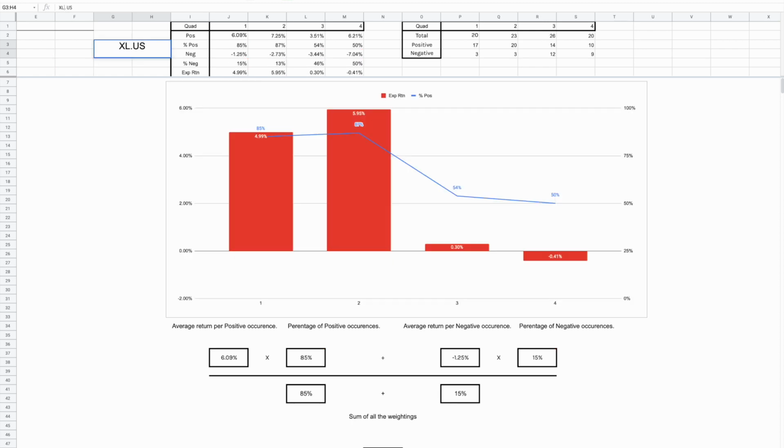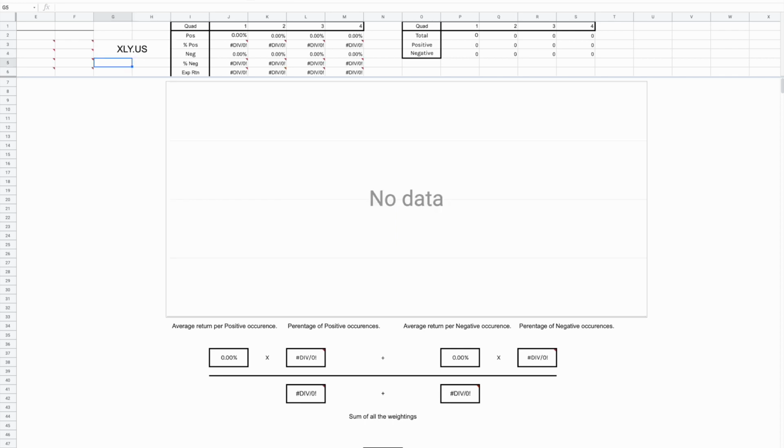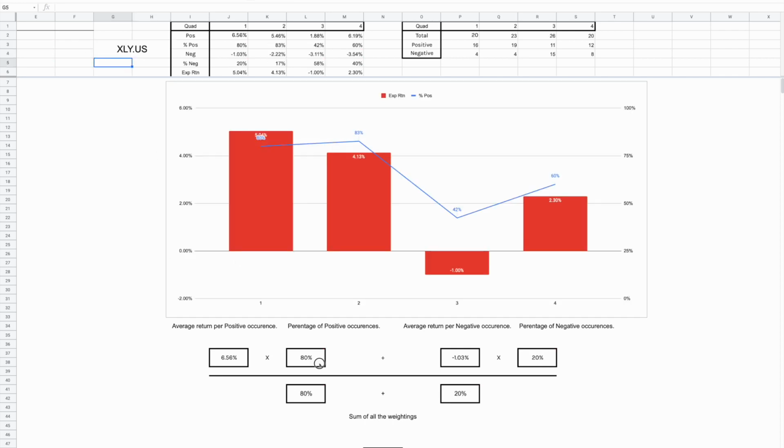What's XLY, just for instance? So it's 80%, okay? But again, there's still a 20% chance. So 2 times in 10, or in this case, 4 out of 20 have had a negative return. Okay, it's only an 80% chance. That still means there's a 20% chance that it's got a negative return.